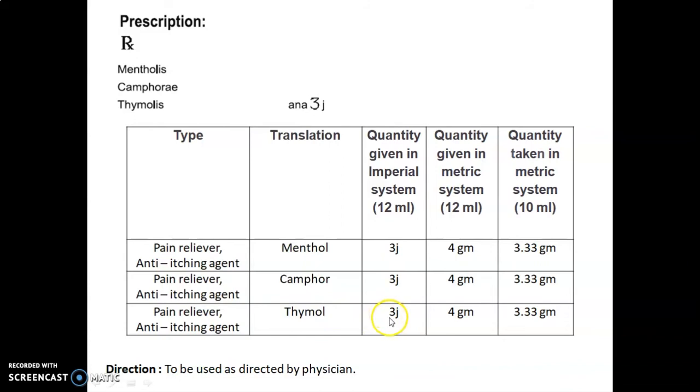Quantity given in the imperial system is Drachm J, meaning 4 gram. Quantity given in the metric system is 4 gram, and the quantity taken should be 3.33 gram. These quantities taken are calculated with the help of the factor. Direction: to be used as directed by the physician.